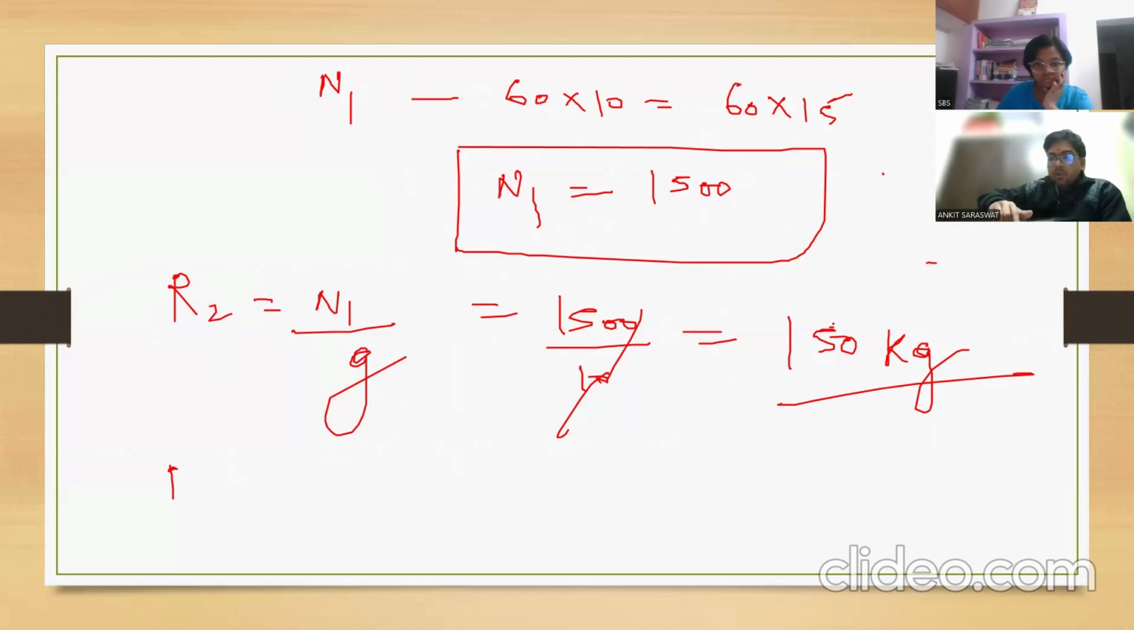So if you decrease the value of normal reaction force, then the reading is less. If you increase it, the reading is more. That's the only concept. Clear? So what is normal here?